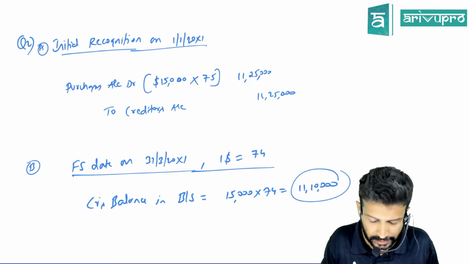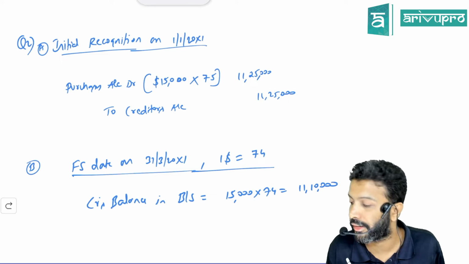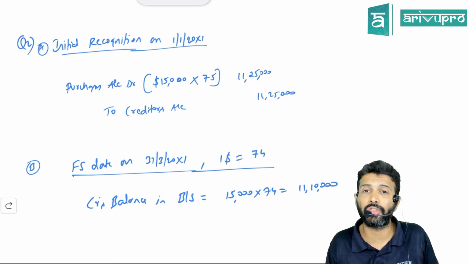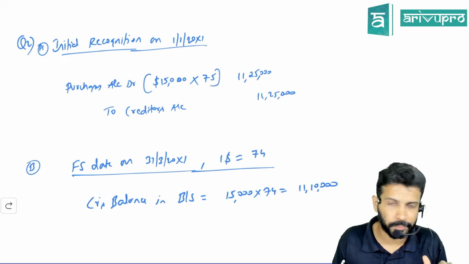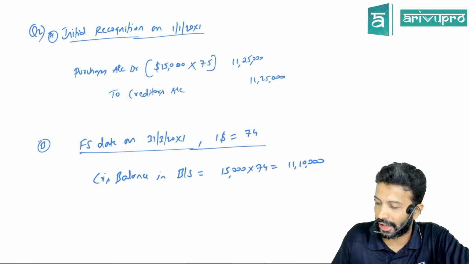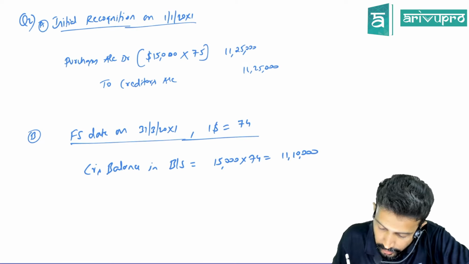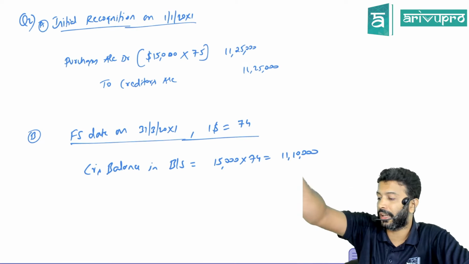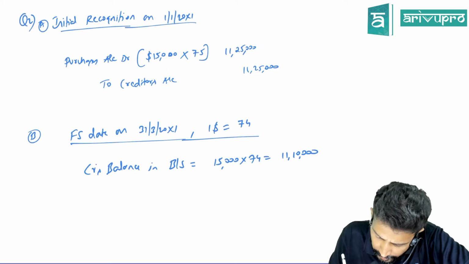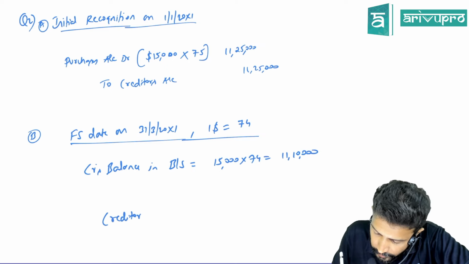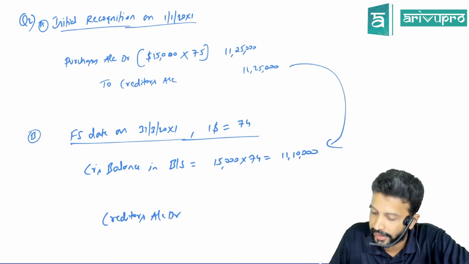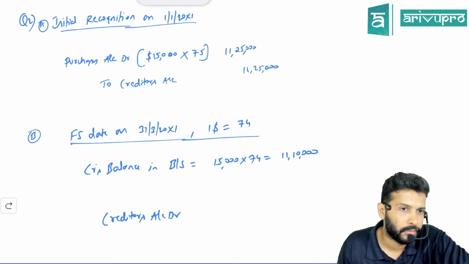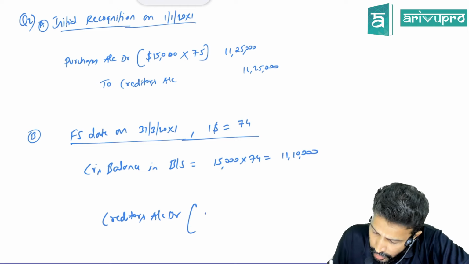It has to be shown at 11 lakh 10,000, but currently you are showing it at 11 lakh 25,000, which means the creditor's balance you need to reduce. The creditor has a credit balance, being a liability. To reduce something with a credit balance, we have to debit. So what will be the journal entry? Creditor's account debit. How much? 1125 to 1110, that will be 15,000, or you can calculate it also.